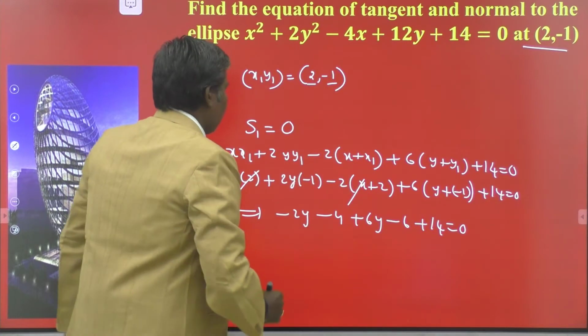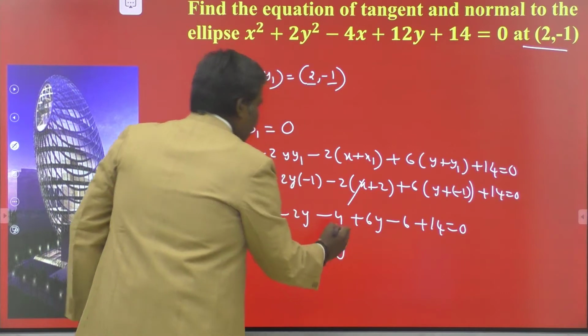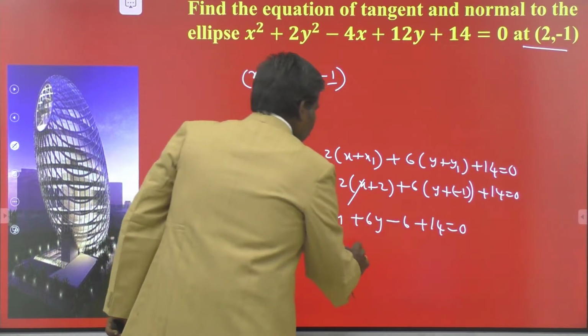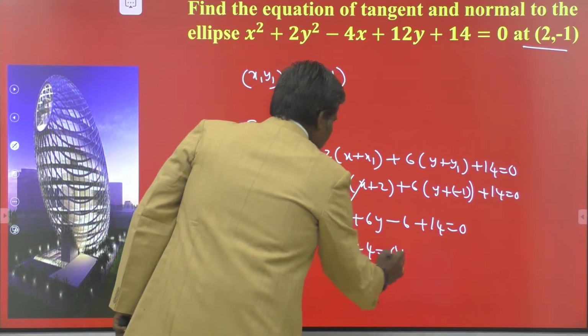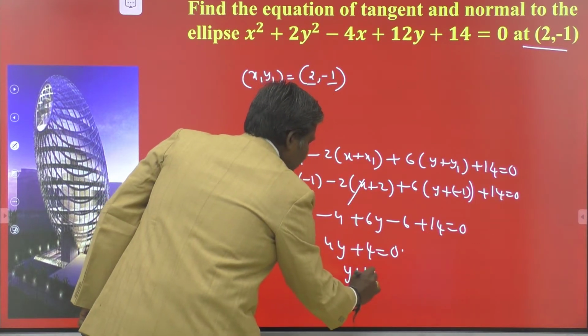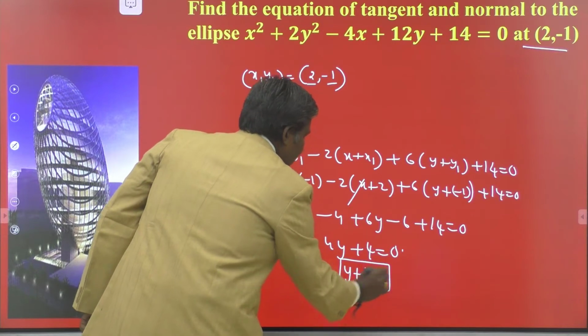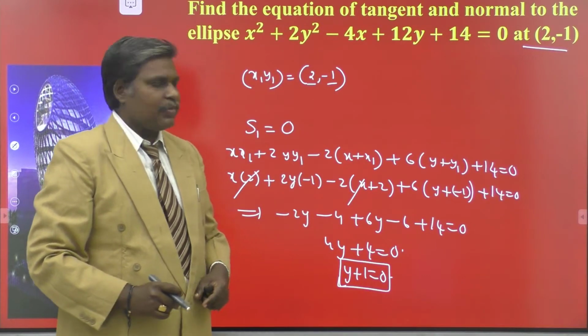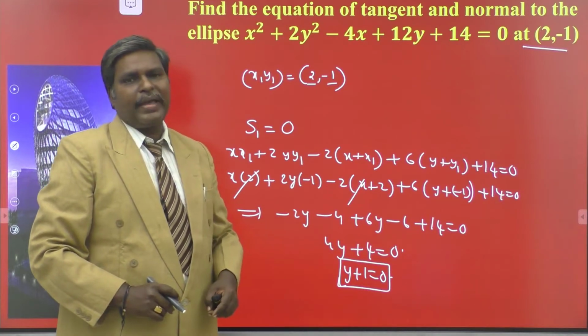6y minus 2y, that is 4y. This is minus 4 minus 6 minus 10 plus 14, that is plus 4 is equal to 0. So we have y plus 1 equal to 0 is the equation of tangent at 2 comma minus 1 to the ellipse. This is the line parallel to x-axis.